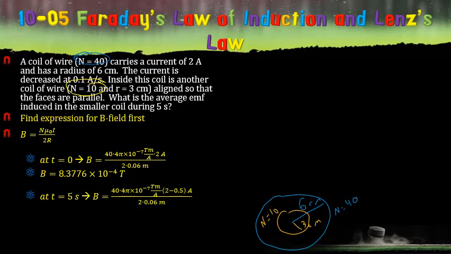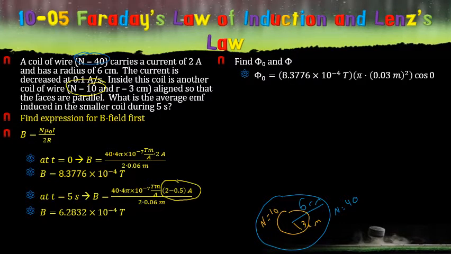But then at 5 seconds, our current has actually decreased some. So here you can see the current's going down. It goes down 0.1 amps every second. So after 5 seconds, it's gone down 0.5 amps. So at that point, we only have 1.5 amps. So that's the magnetic field after 5 seconds. So now let's find our fluxes.